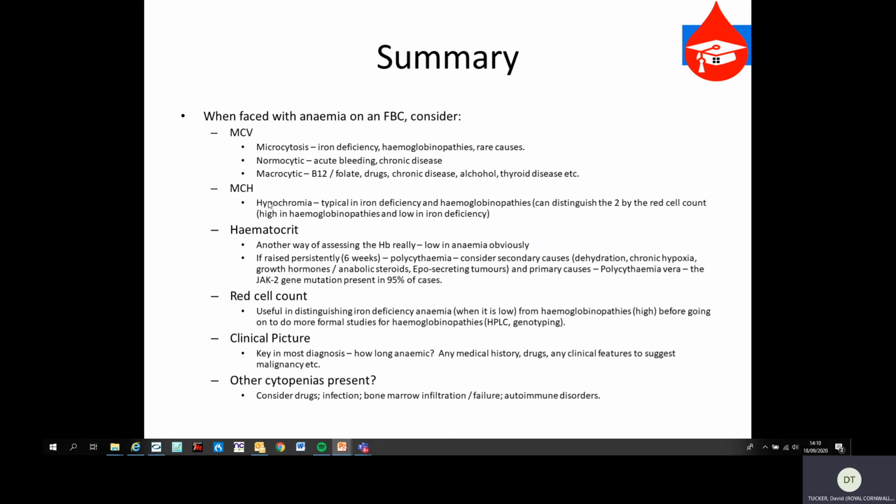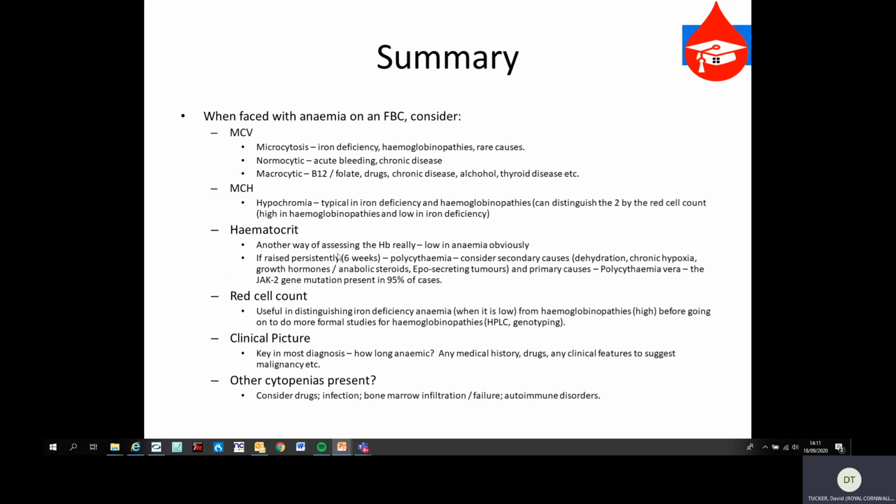Is the MCH, mean cell hemoglobin, low? That would tell you that this is probably either an iron deficiency or a hemoglobinopathy, but we remember we're going to be doing our ferritin levels, and we're going to be looking at our red blood cell counts and looking at the previous blood results and the history of the patient. Another way of measuring hemoglobin is looking at the hematocrit. We don't tend to use it so much in anemia, but it's useful in polycythemia.